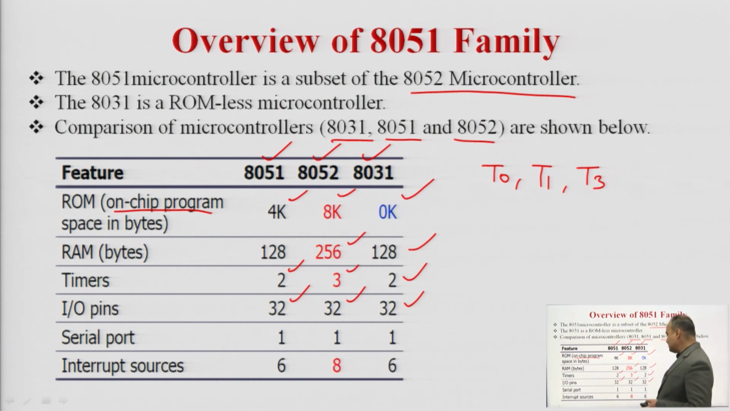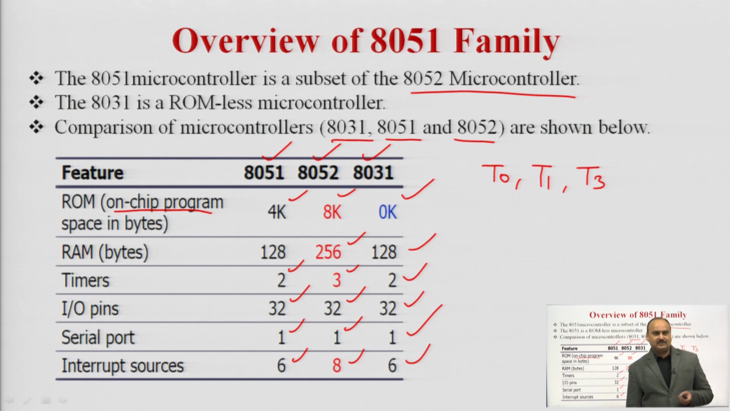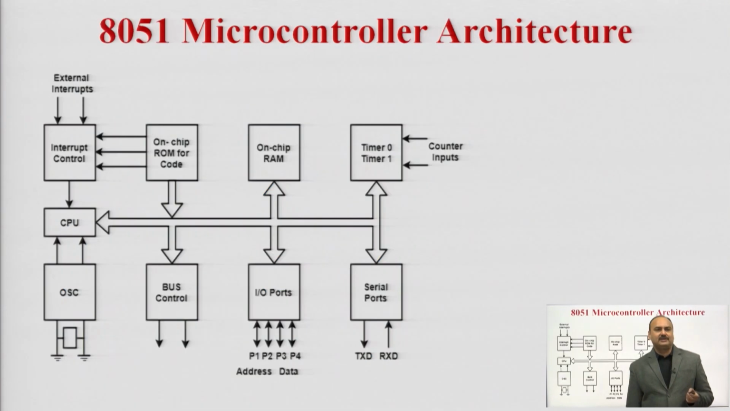Next is the serial port. In 8051 we have 1 serial port, in 8052 again 1 serial port, and in 8031 we have 1 serial port. This serial port is used for serial communication. We have a transmitter and receiver to transmit and receive the signal. The last one is the number of interrupt sources: in 8051 we have 6 interrupts, in 8052 we have 8 interrupts, and in 8031 again 6 interrupts. So, this is the comparison of the microcontroller family, that is the 8051, 8052 and 8031.